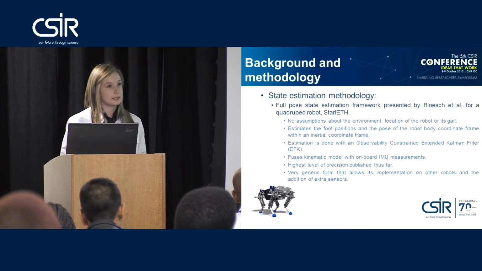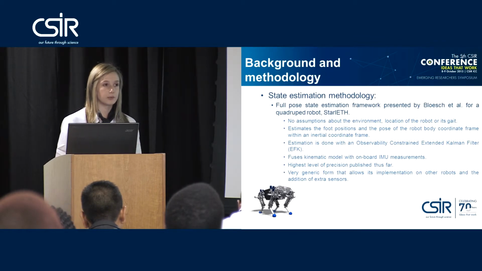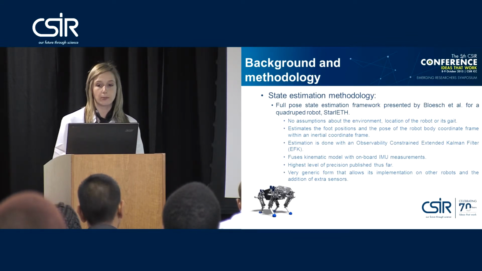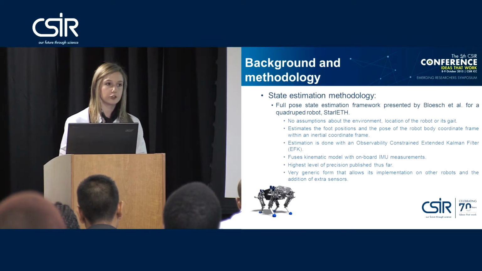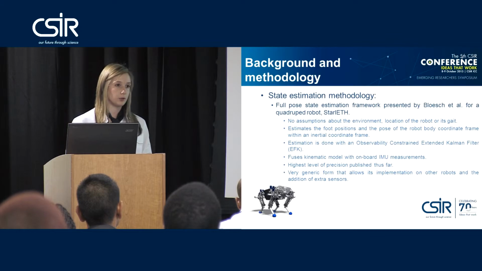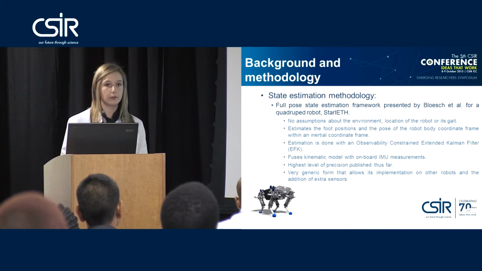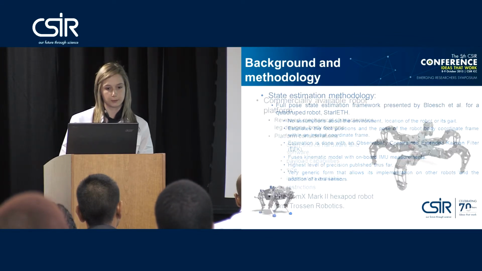For the study, a full pose state estimation presented by Bloesch et al. for a quadruped robot was chosen. This state estimation makes no assumptions about the environment or the location where the robot is located at or the gait it uses to navigate around. It estimates the foot positions as well as the pose of the body in a fixed inertial coordinate frame. The estimation is done with the observability constraint extended Kalman filter, which fuses the kinematic model of the robot with onboard IMU measurements. This estimation is also of a very generic form, which means that it can be implemented on other robots and other sensors can be added into the estimation as well.